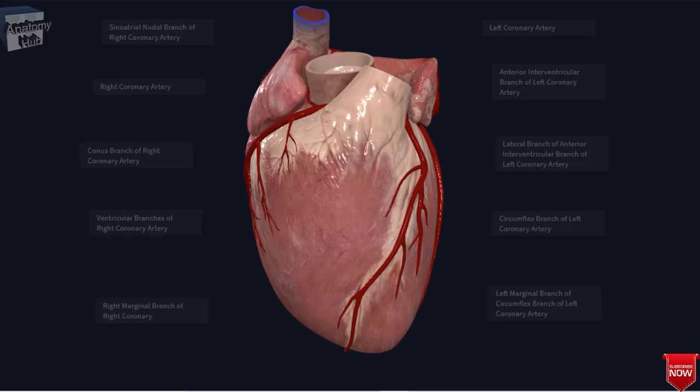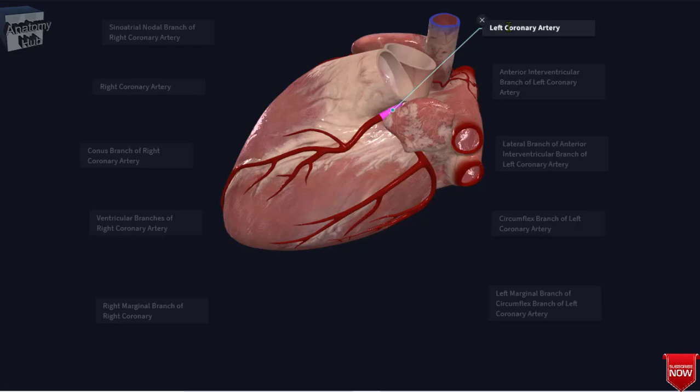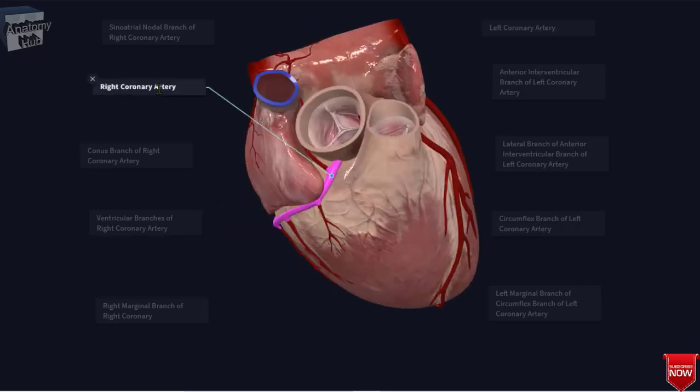In this video, you will see the outline, naming, distribution, and the clinical relevance of the vessels in the coronary circulation. So you will find there are two main coronary arteries which branch to supply the entire heart. They are named as the left coronary artery, that you can see here, and the right coronary artery, that you can see here.